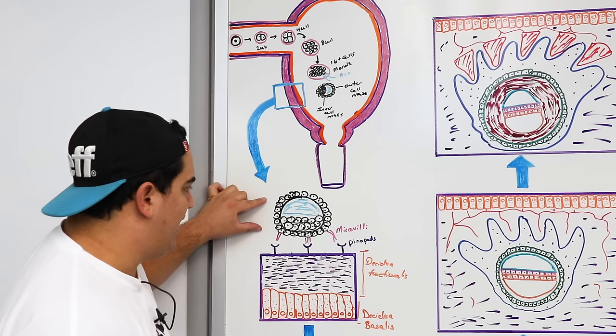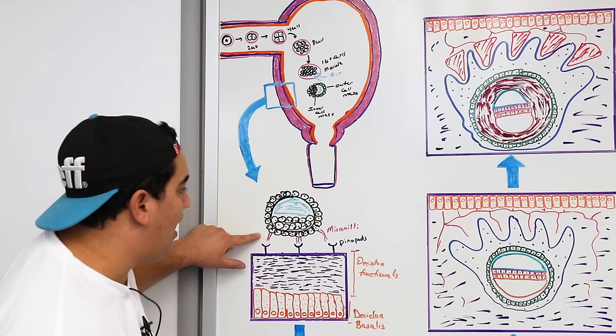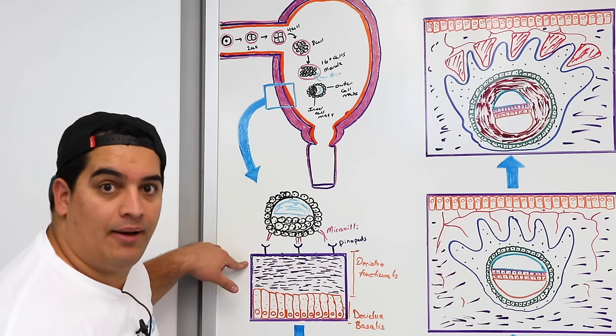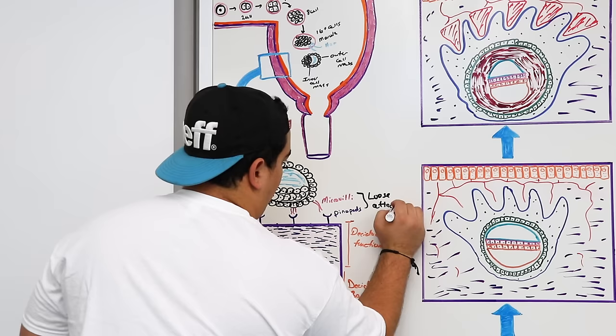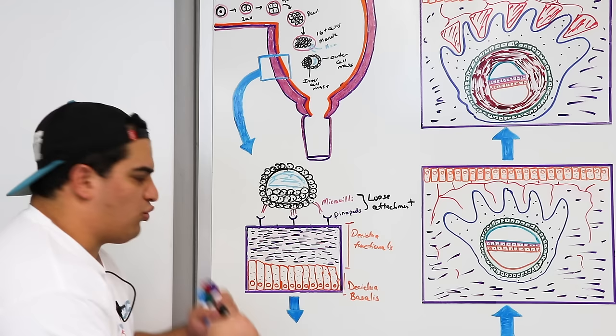That first grabbing is going to be by the microvilli of the trophoblast and the pinopods of the endometrial lining, okay? That allows a loose attachment. So we'll call this a loose attachment. Pretty simple, right? Well, we have a loose attachment. Let's build up a very strong attachment. So how do we do that? We're going to still have the pinopod and microvilli connection.